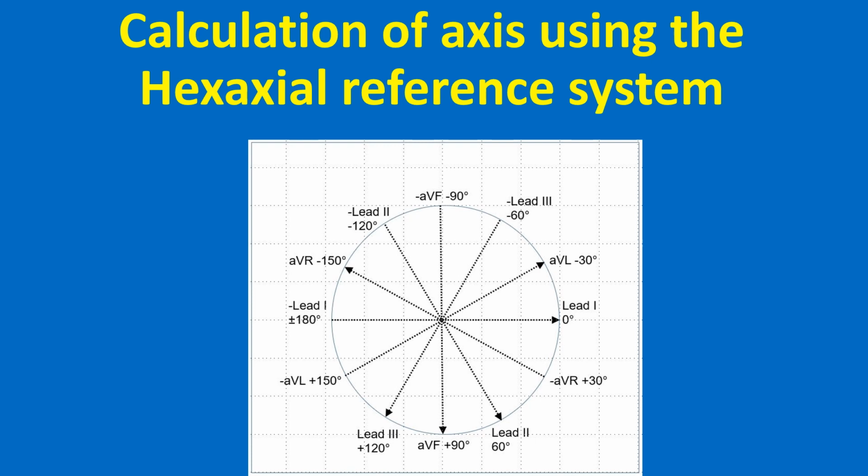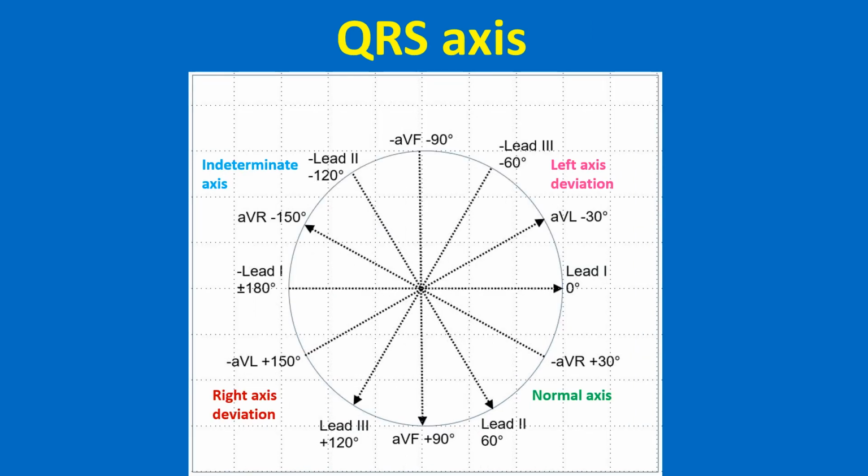The positive poles of the leads are marked by the arrows. Normal QRS axis is in the left lower quadrant between lead 1 and AVF. If the axis is in the left upper quadrant between lead 1 and minus AVF, it is taken as left axis deviation. QRS axis up to minus 30 degrees is taken as minor left axis deviation or leftward axis. QRS axis in the right lower quadrant between AVF and minus lead 1 is right axis deviation.